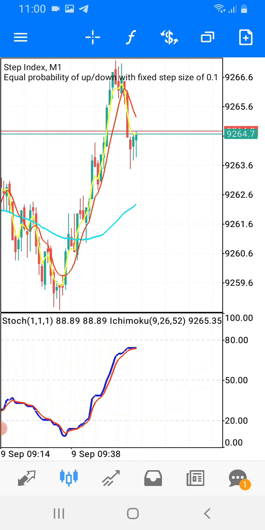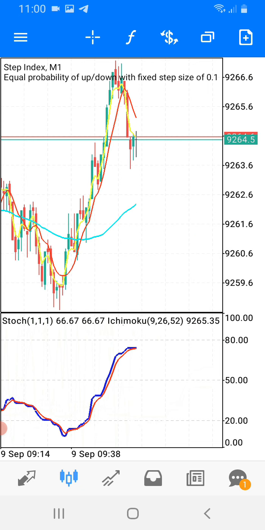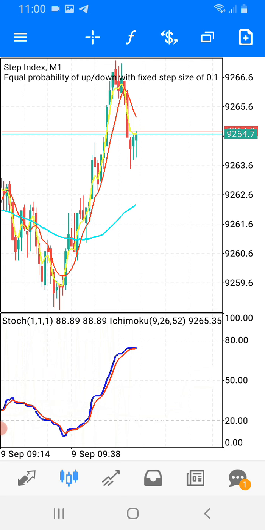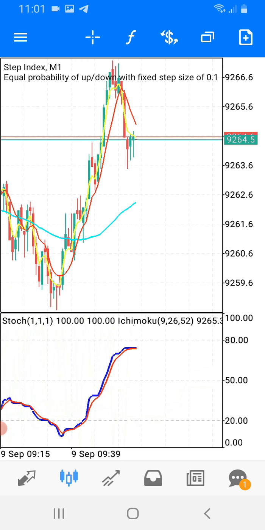Step index, we're trading and we're making on it. So it's about to start a buy again, but you don't enter. You wait for a perfect entry just like this, and you keep on making. You can make money, guys, using the strategy. It's very powerful.